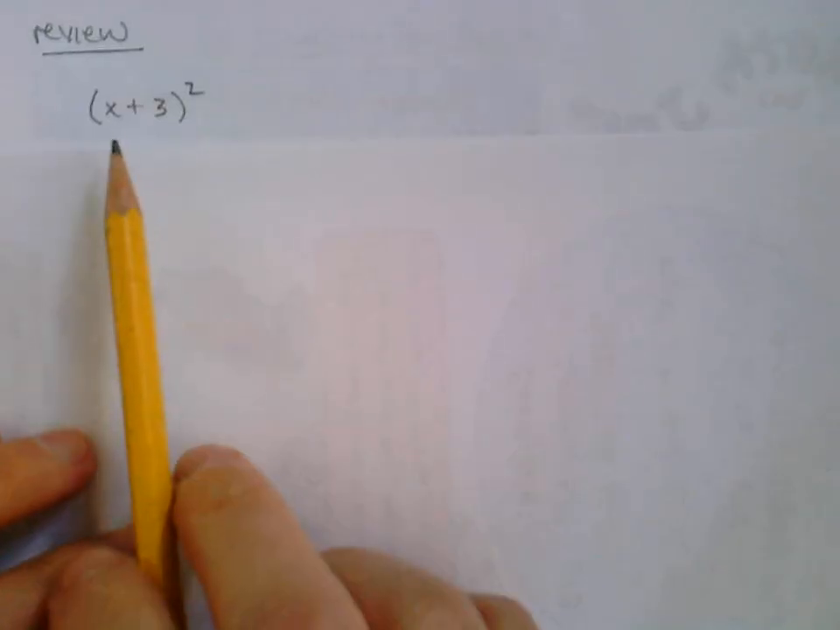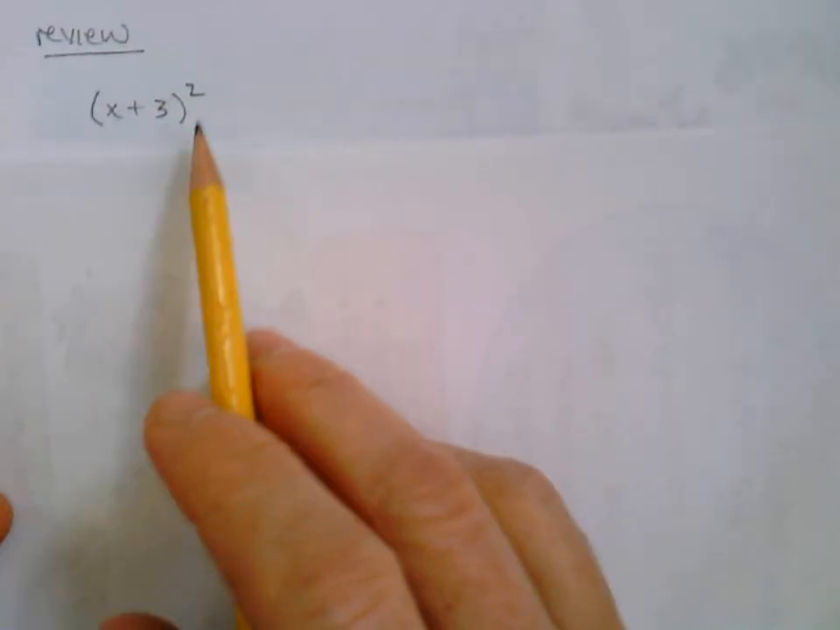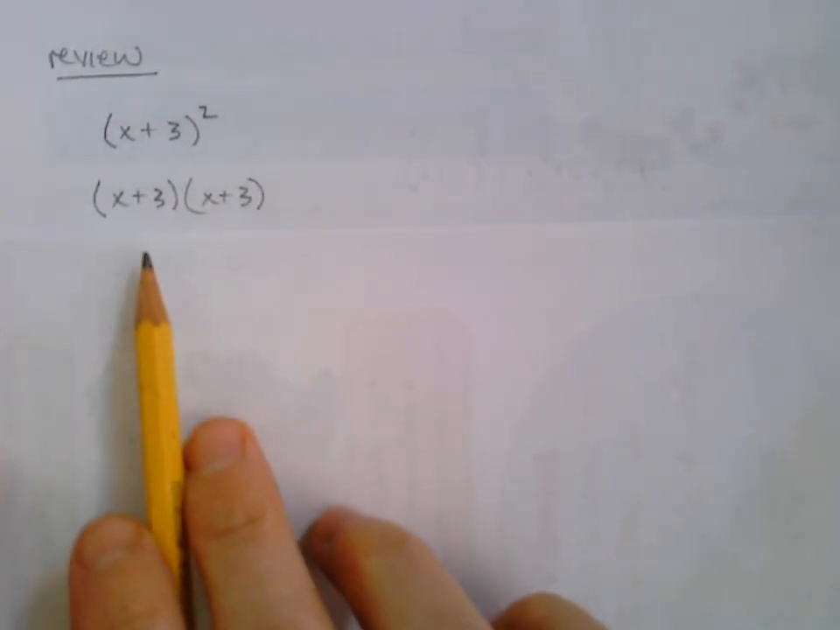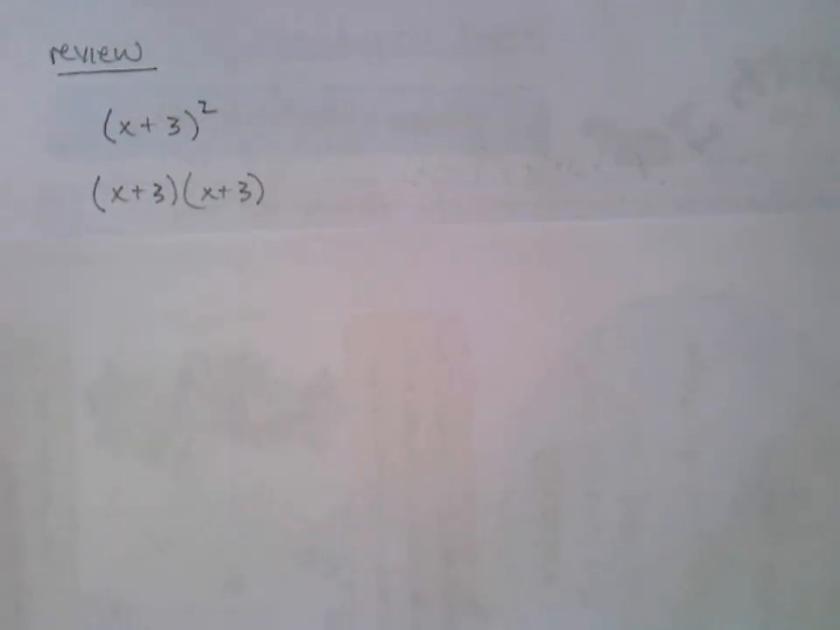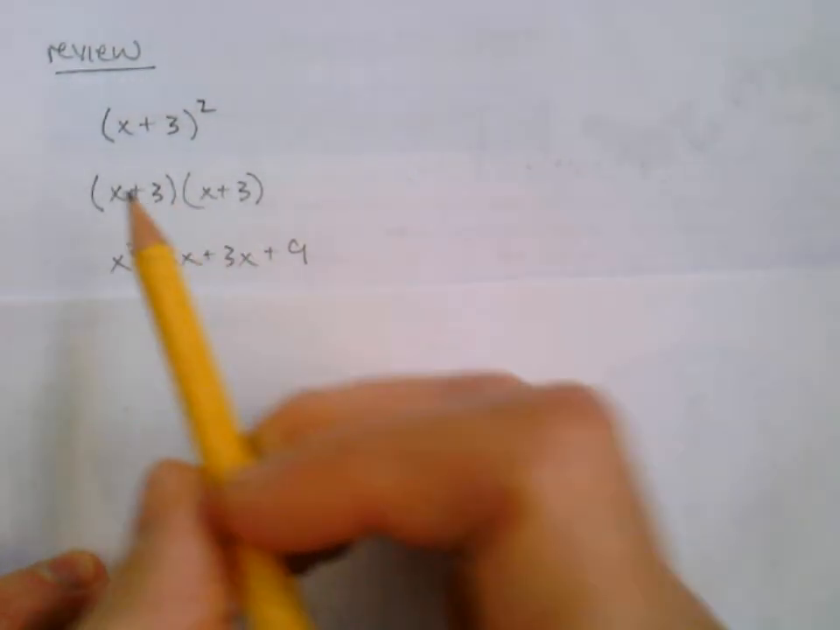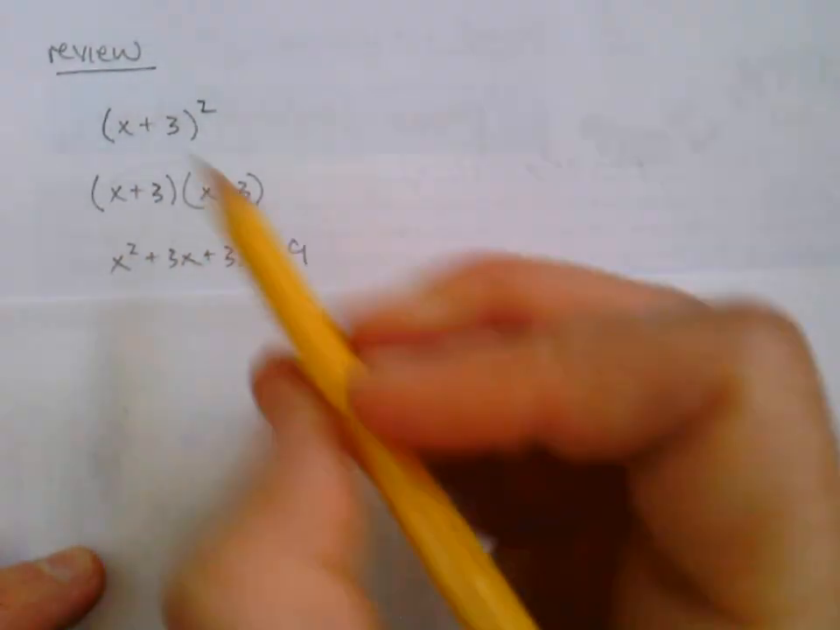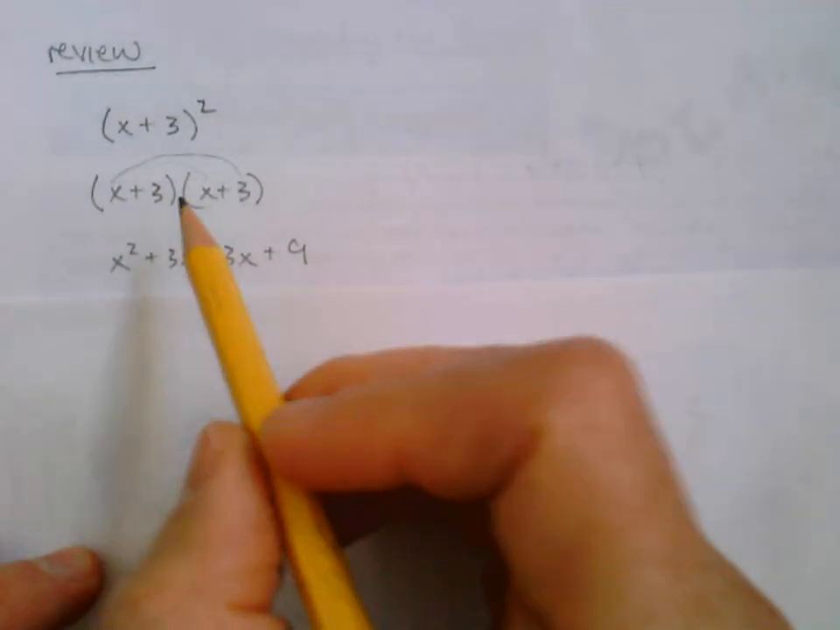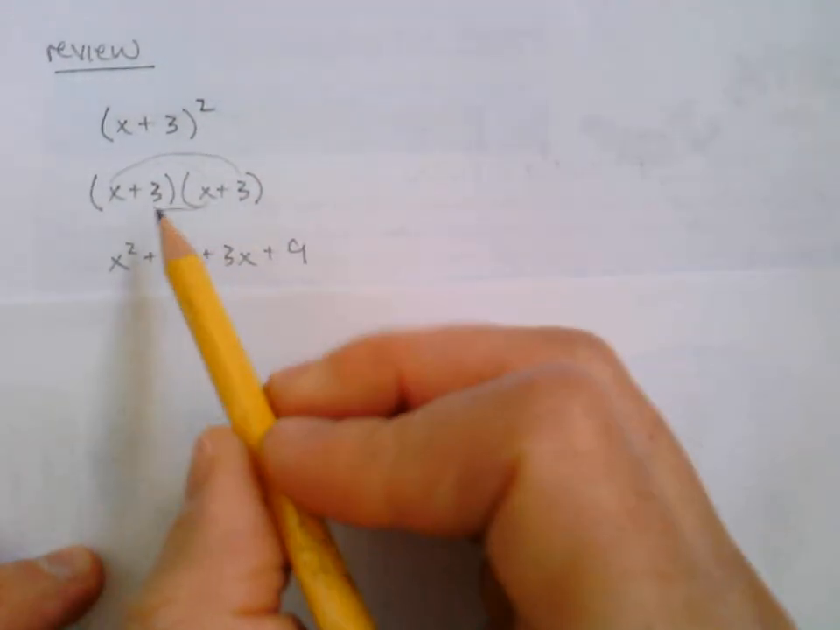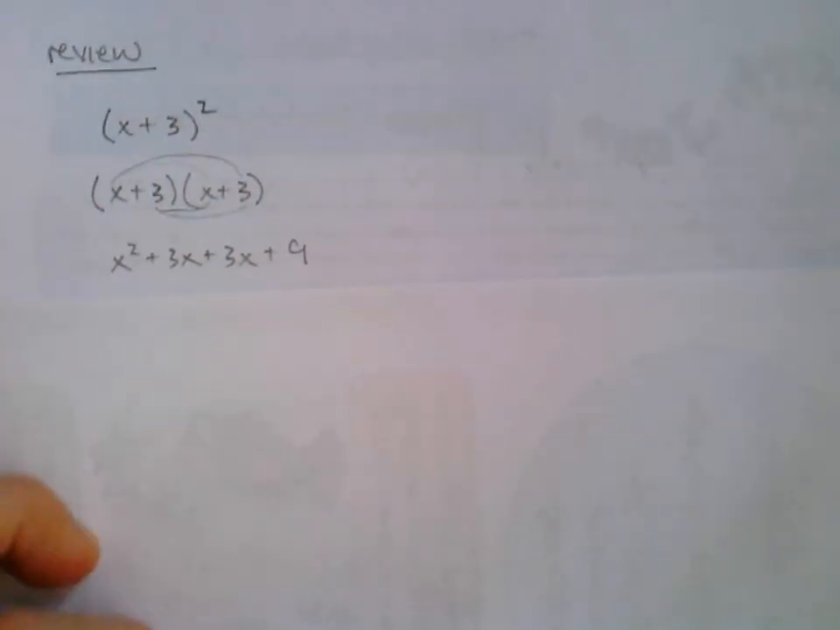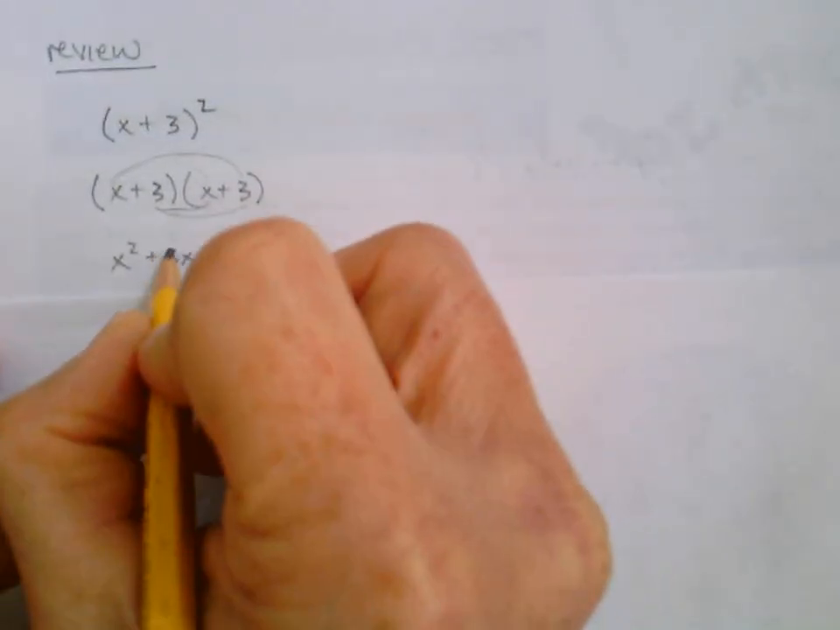Let's start with something like x plus 3 squared, if we wanted to multiply that out. If I've got a quantity squared, that means I'll need to do x plus 3 times x plus 3. And then I'll need to FOIL. Right, so if I go first times first, outside, outside, inside times inside, last times last, and hopefully we're getting more comfortable with this sort of thing.